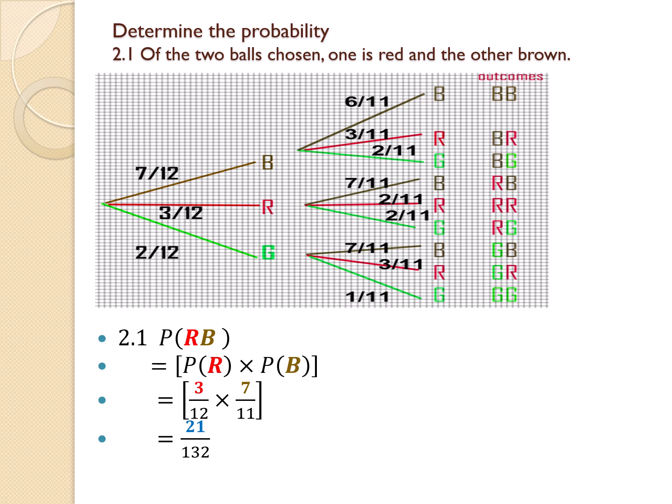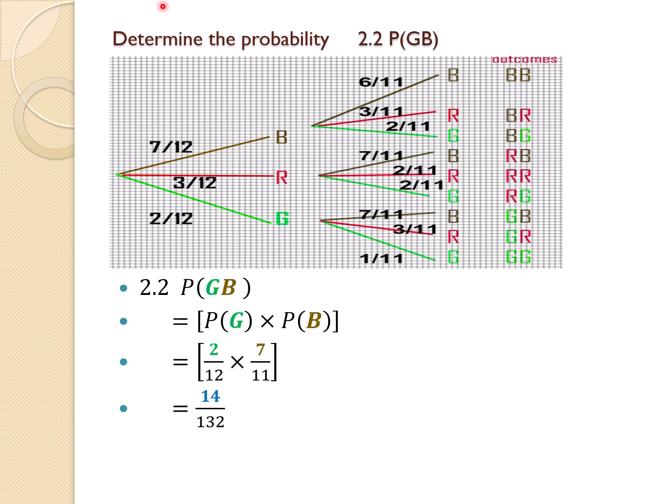Let's look at the next slide. Determine the probability that we would select green and then brown. So I'm going on this branch, green, and then from that branch I'm selecting brown. So GB. The probability it's green, 2 out of 12. The probability it's brown, 7 out of 11. 2 times 7 gives me 14. 12 times 11, 132. So there my probability is 14 out of 132.